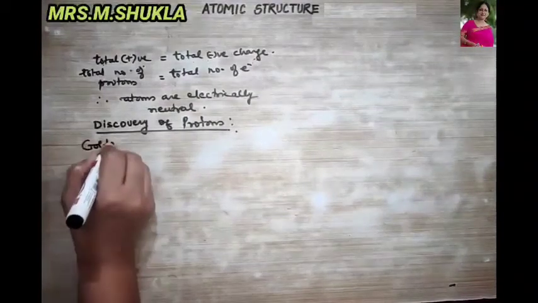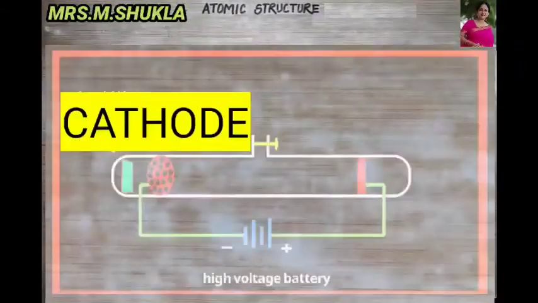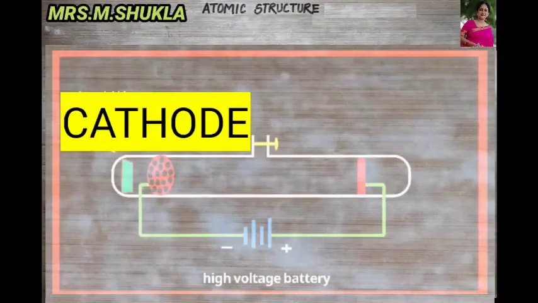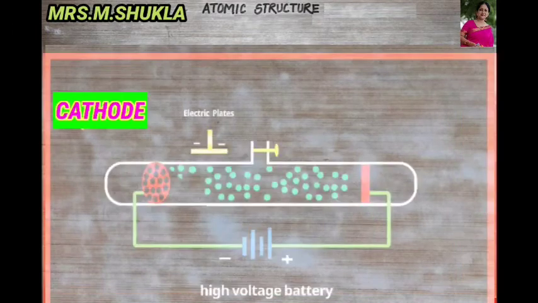Goldstein discovered protons, right? He noticed, now look at the figure, he noticed that set of rays traveling in a direction opposite to that of the cathode rays. Okay, that is from the anode towards cathode, when a perforated cathode was used in the discharge tube. He called these rays as canal rays.